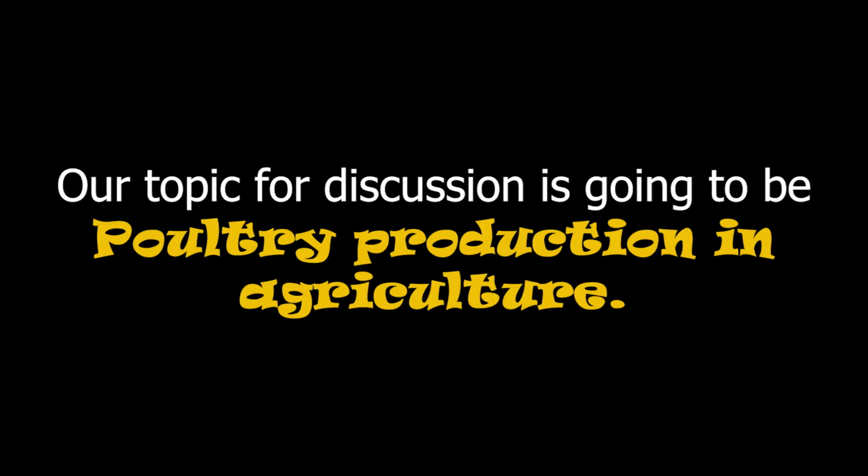Today, our topic for discussion is going to be poultry production in agriculture. First of all, let us look at the definition of poultry. Poultry refers to all domestic birds kept for their meat and eggs. Let us also look at the definition of poultry farming. Poultry farming refers to the raising of domesticated birds for their meat and eggs.